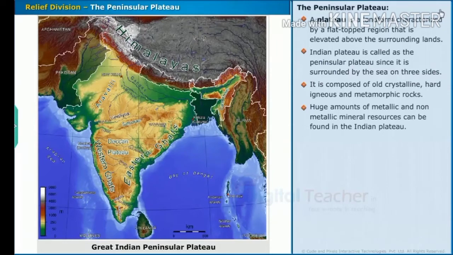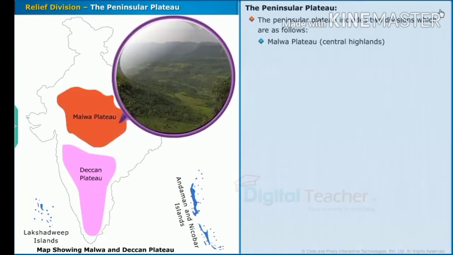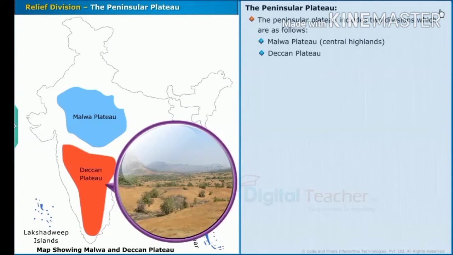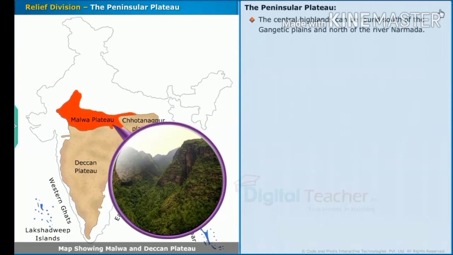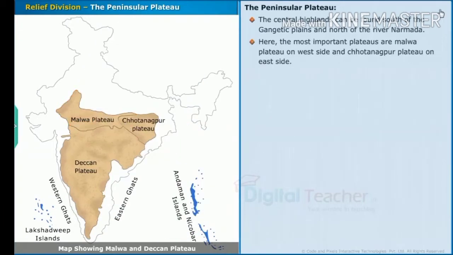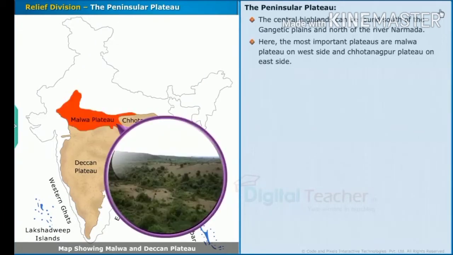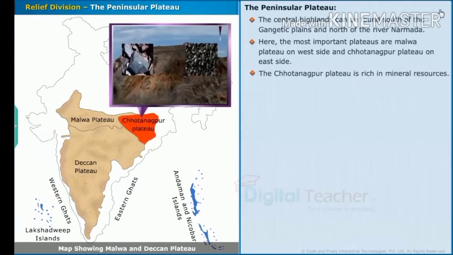Now, let us know more about the Peninsular Plateau. The Peninsular Plateau includes two divisions which are as follows: Central Highlands and Deccan Plateau. The Central Highlands can be found south of the Gangetic Plains and north of the river Narmada. Here, the most important plateaus are the Malwa Plateau on the west side and the Chota Nagpur Plateau on the east side. The Chota Nagpur Plateau is rich in mineral resources.